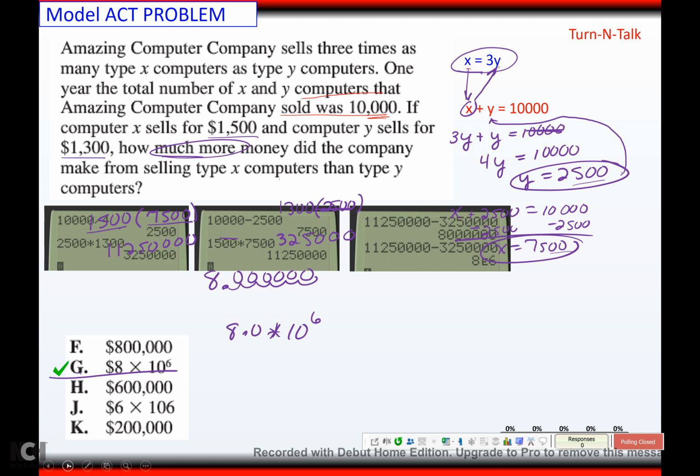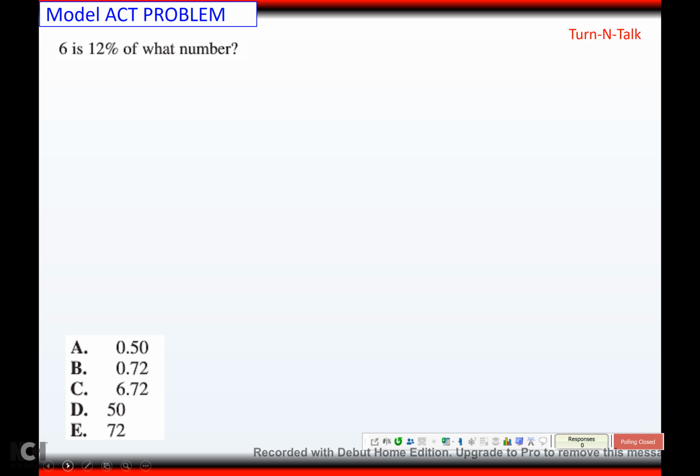All right, try this one. Oh, look, I did it on the calculator. Try this one. Hit pause, come back when you're ready. And hopefully you got 50.